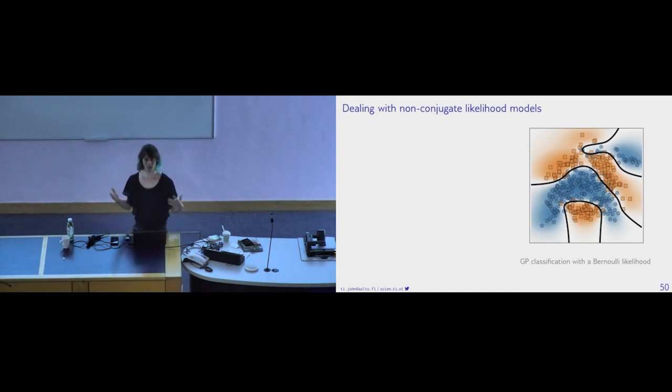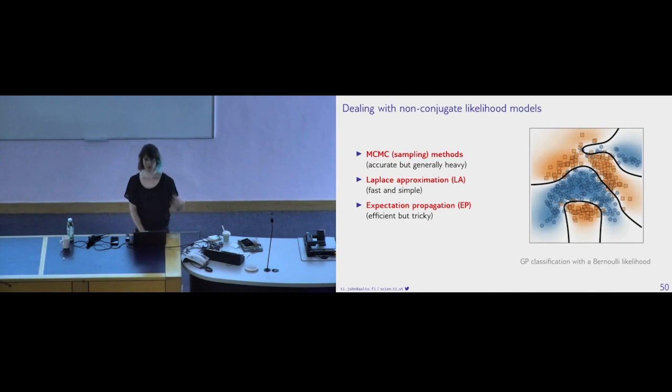You can still do inference in these models. The classic one is Markov chain Monte Carlo for sampling. That usually works, but goes in the opposite direction of computation scalability, so that tends to be quite expensive. There's a Laplace approximation that in neural networks recently has become quite popular, and you can also use that in GPs. And then there's other variants such as expectation propagation or variational methods.